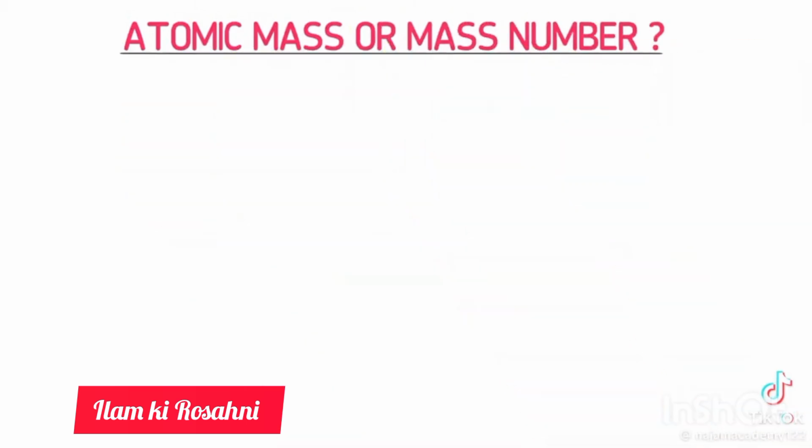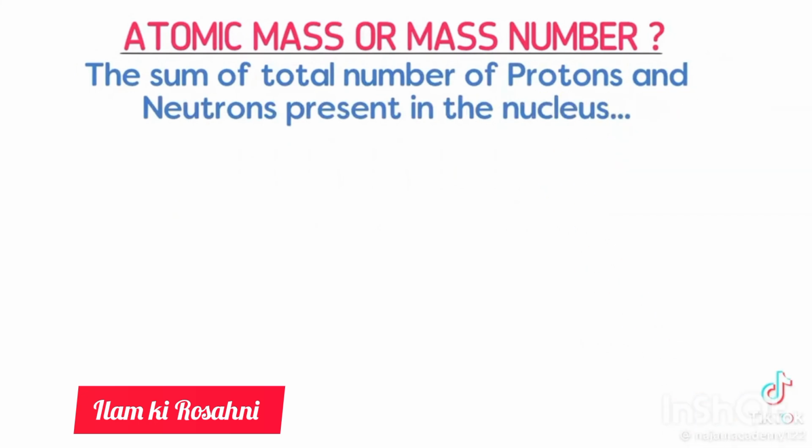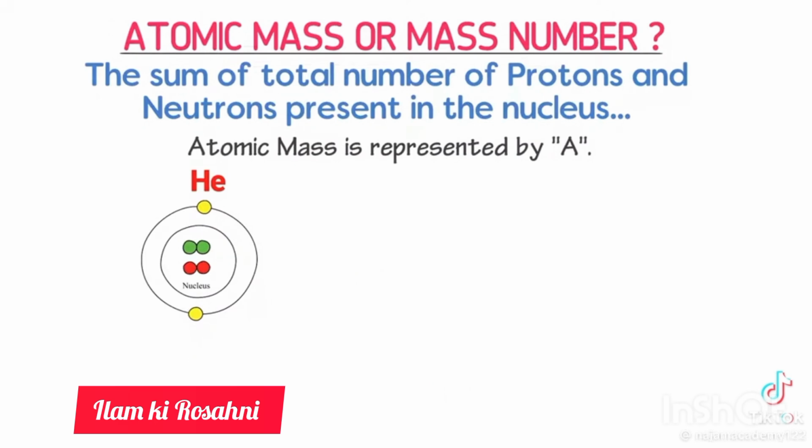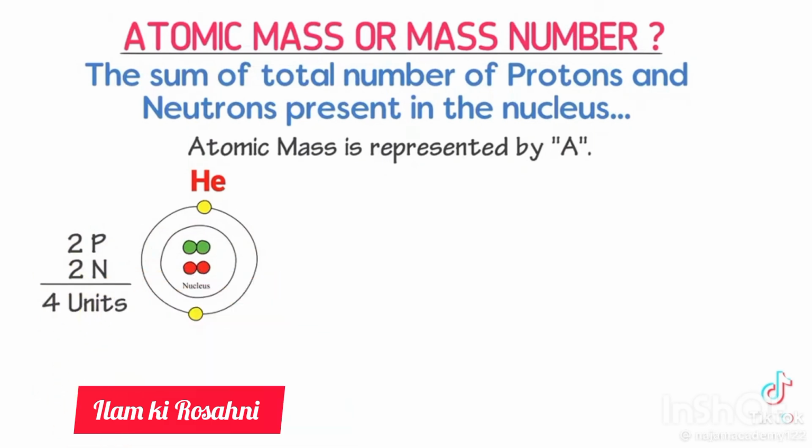Now, what is atomic mass or mass number? Mass number or atomic mass is defined as the sum of total number of protons and neutrons present in the nucleus of an atom. Atomic mass or mass number is represented by the symbol A. For example, consider an atom of helium. There are 2 protons and 2 neutrons present in the nucleus of helium. Now we add number of protons and neutrons. 2 plus 2 is equal to 4. Hence the mass number of helium is 4 units.